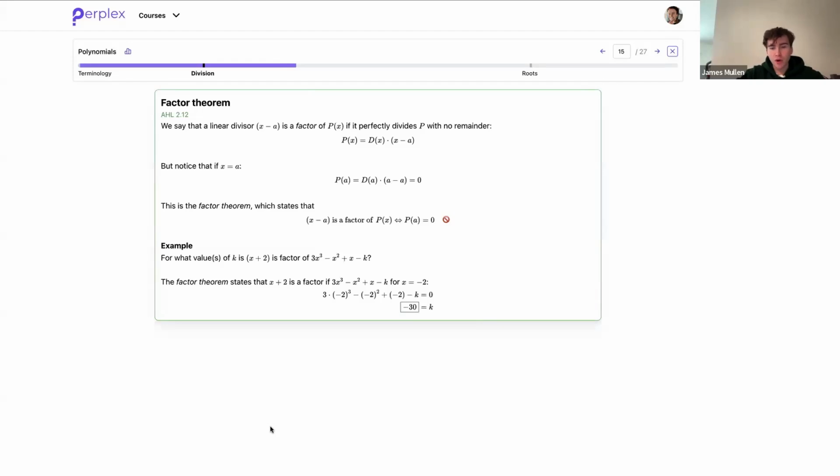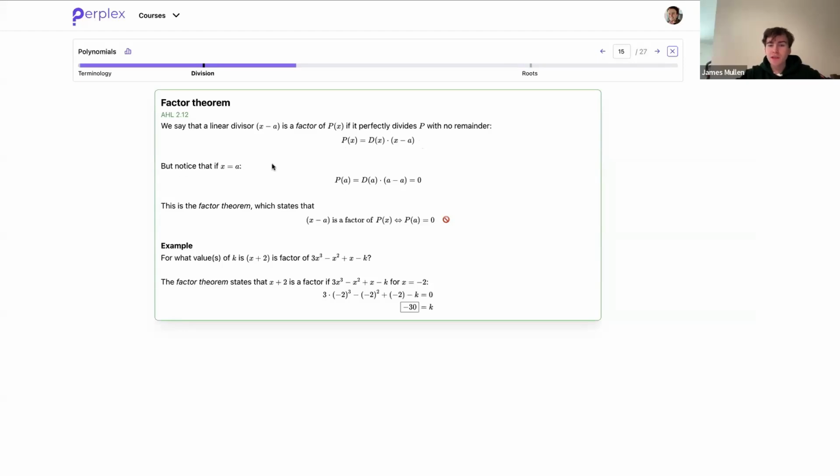Now, we're getting to the real bones of the topic. The most important thing that's introduced in IB in the context of polynomials are the so-called factor and remainder theorems, all right? So I want you to notice that if x minus a perfectly factors p of x, that means it divides it with no remainder, then I can write p of x as q of x times x minus a, okay?